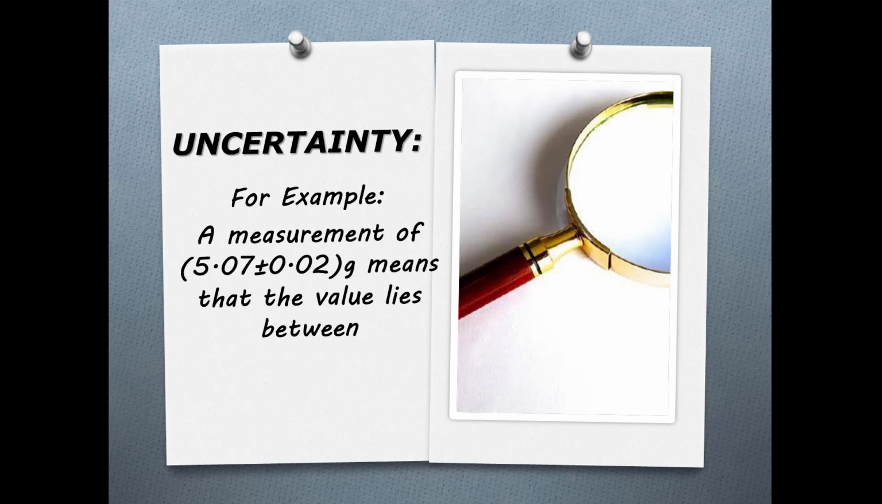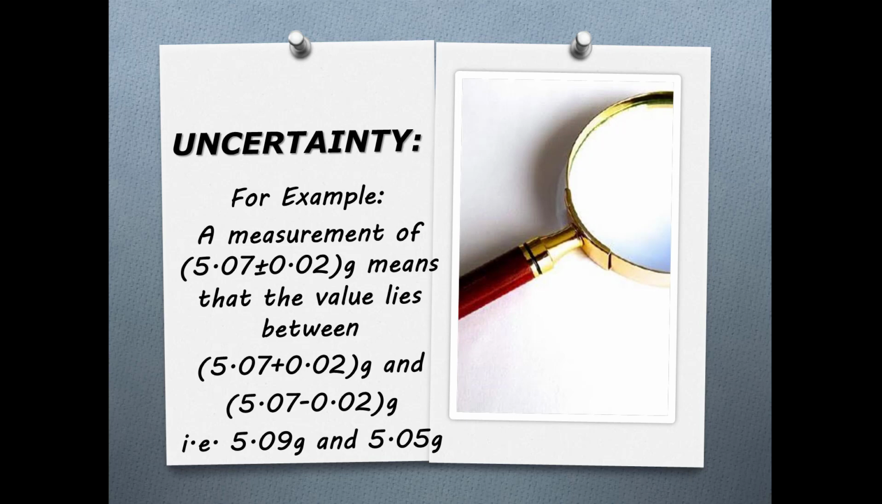For example, a measurement of 5.07 plus minus 0.02 grams. If we are writing the measurement in this form, estimated value plus minus uncertainty, it means that the value lies between 5.07 plus 0.02 grams and 5.07 minus 0.02 grams. This is the interval within which the values are lying. So all the measurements which we are doing must lie within the range of 5.09 grams and 5.05 grams. So this is basically the interval which is telling us about the uncertainty.